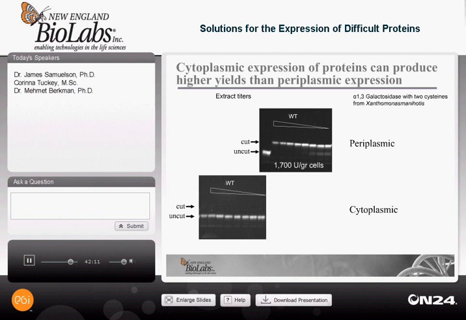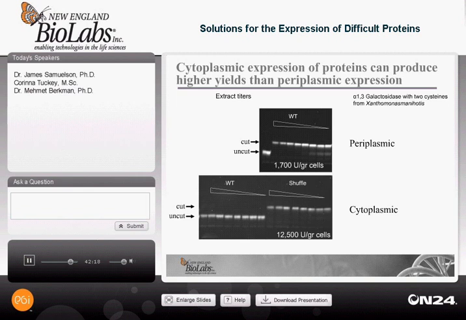If the same construct is now expressed in the cytoplasm of SHuffle, we get much higher units per gram of cells, indicating, at least in the case of this protein, that you could get a lot more protein in the cytoplasm of SHuffle cells than the periplasm of wild-type cells. Although this hasn't been shown for a vast number of proteins, we believe this trend to be true for most proteins.